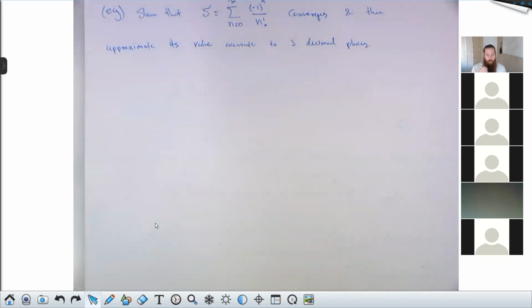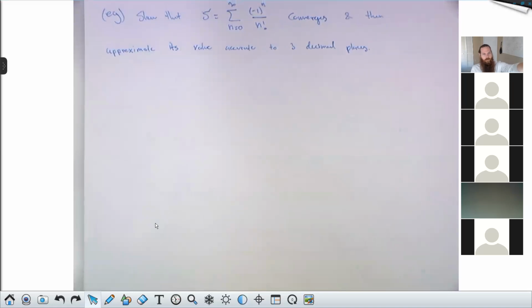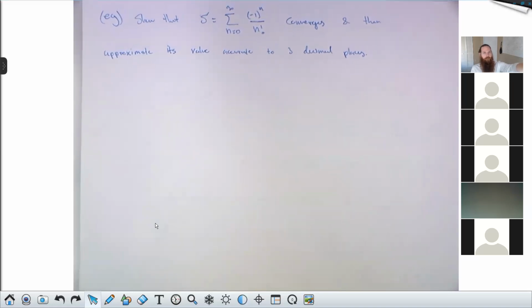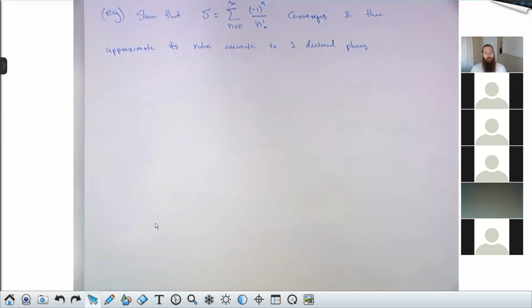So I've got 2 things to do here. I need to show that the series converges, and then I need to use my estimation theorem to approximate the series. What sort of tests could I use to show that this series converges? Don't think too hard.